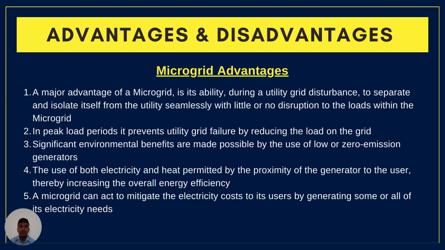Advantages and disadvantages of the microgrid. So the advantages of the microgrid: it reduces the demand on the utility grid and prevents grid failures. It also has the ability to disconnect from the utility grid during a disturbance and operate independently. We can use both electricity and heat energy, so the overall efficiency of the microgrid increases, and for domestic use also. It provides efficient, low cost and clean energy. It is a main advantage also. It improves the operation and stability of the regional electrical grid.